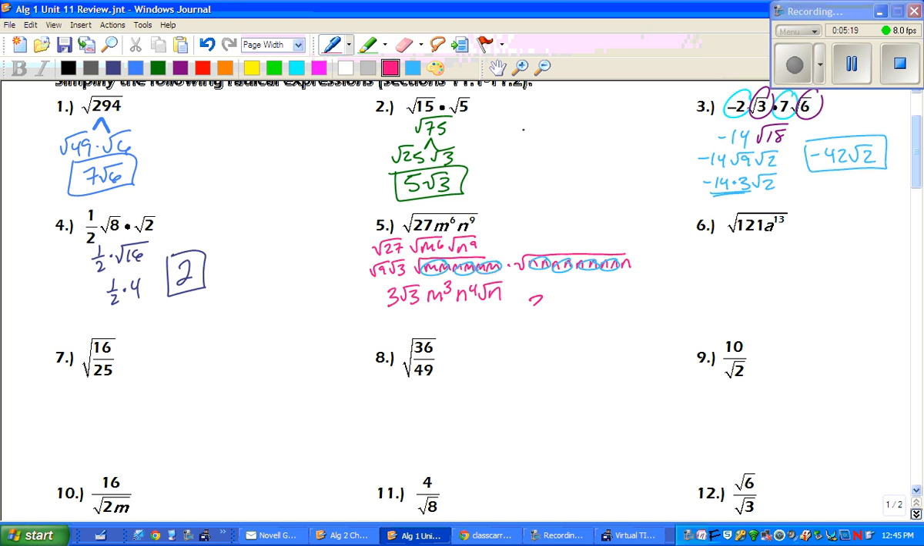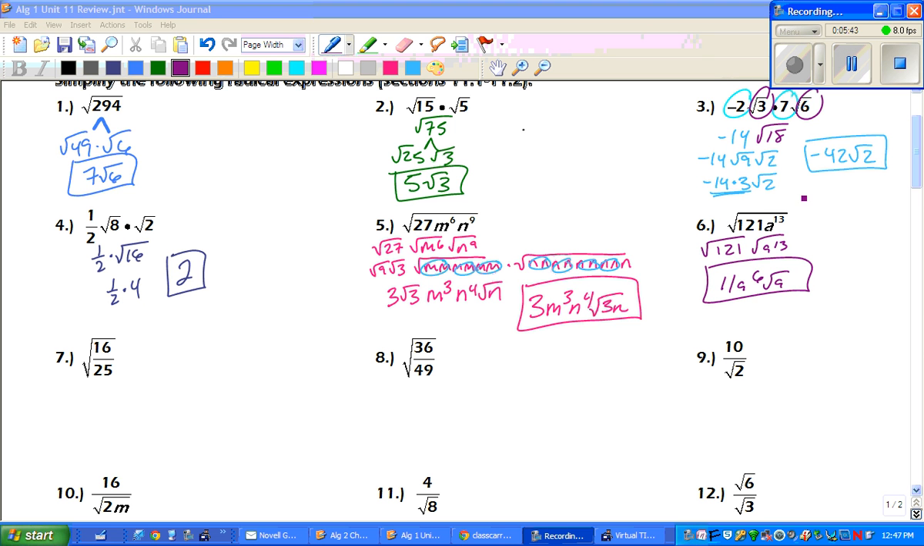So our final answer, we're going to write it all nice and pretty. 3m^3 n^4 with 3n inside of the square root. Okay? Number 6, why don't you pause the video and see if you can do that one on your own. Okay, so I broke it down into 121 and then the a^13. The square root of 121 is 11. a^13 breaks down to a^6, and then the remainder of a.